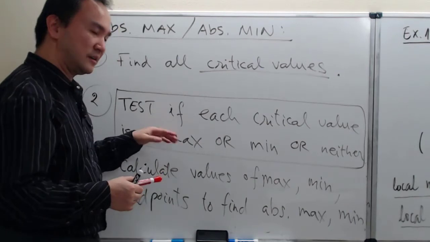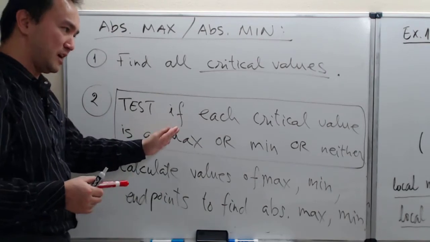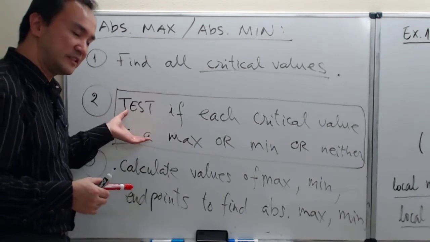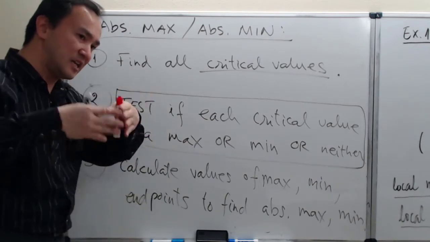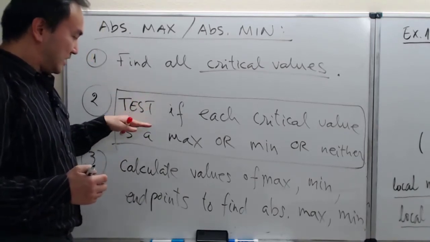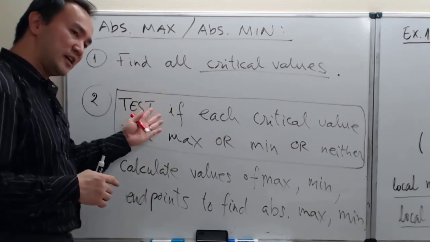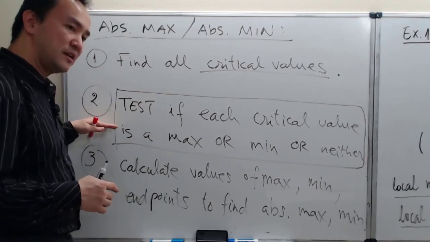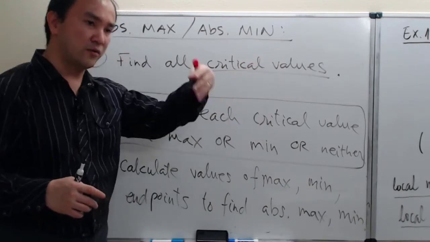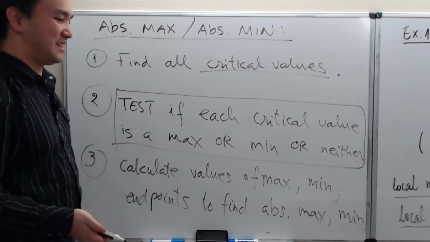In this test, sometimes the first derivative test works better, and sometimes, if the second derivative exists, the second derivative can be a lot more effective, because we can bypass the lengthy process of building a sign chart. So you have a choice between using the first derivative test or the second derivative test in this step, where you are testing among your critical values which is a local maximum, which is a local minimum, or neither.